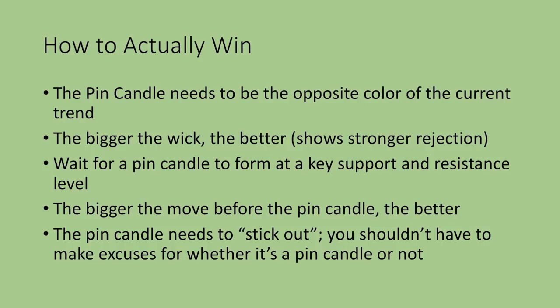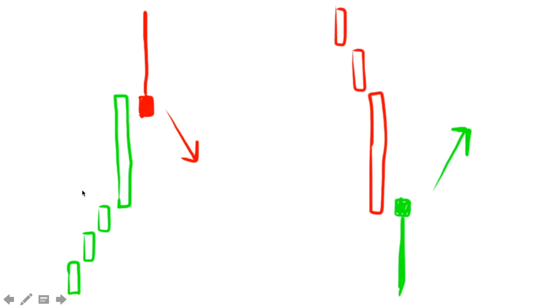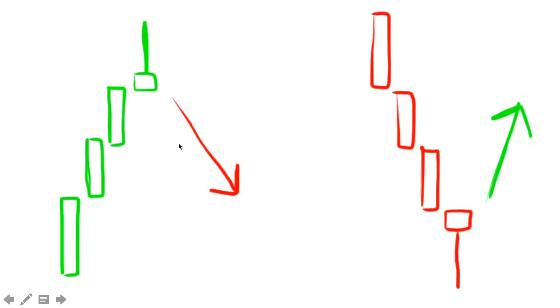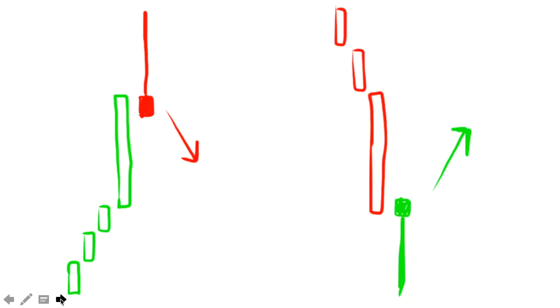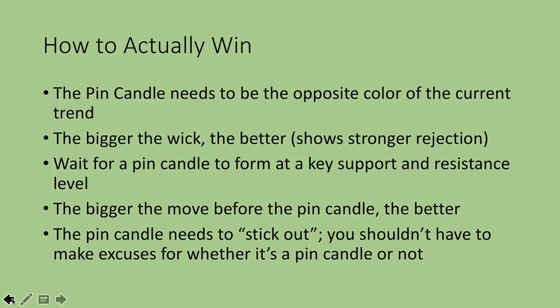So this is the specific checklist that I can give y'all to hopefully improve your odds of winning with pin candles, because you see pin candles form all the time, but this is how to actually improve your odds. The pin candle needs to be the opposite color of the current trend. In this example, you can see a bullish run, red candle; bearish run, green candle. The bigger the wick, the better, because that means there's a stronger rejection in the market, and the market is most likely going to have a pullback or reversal before it continues in the current trend.